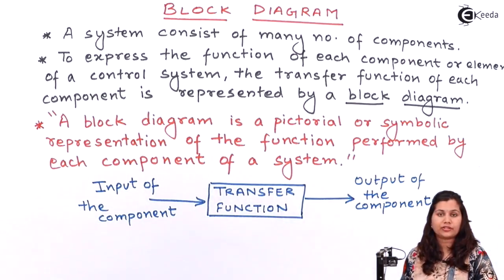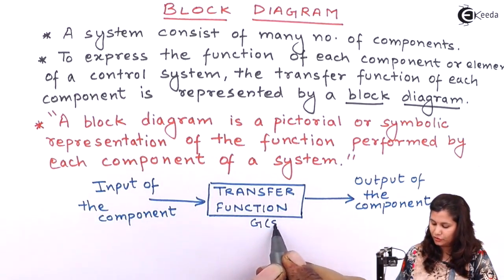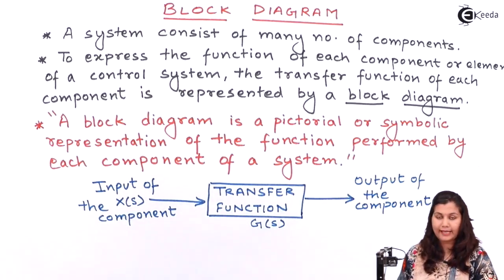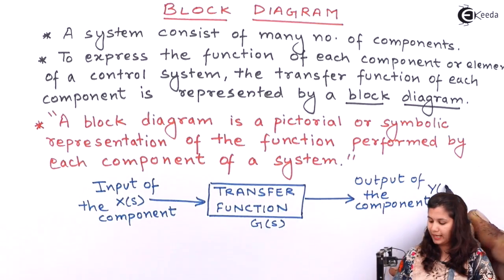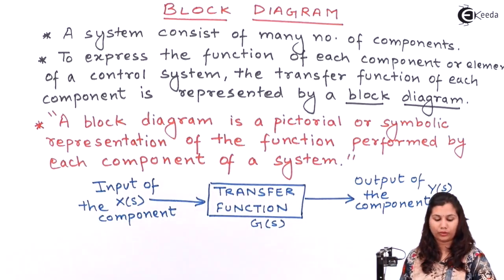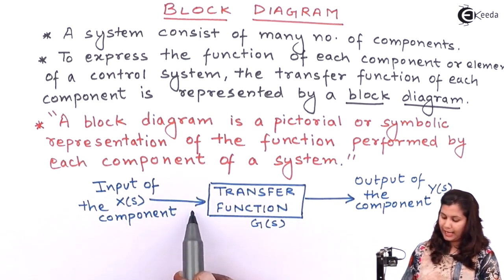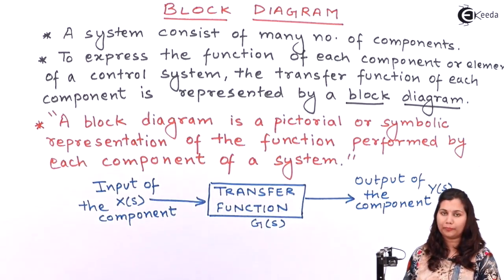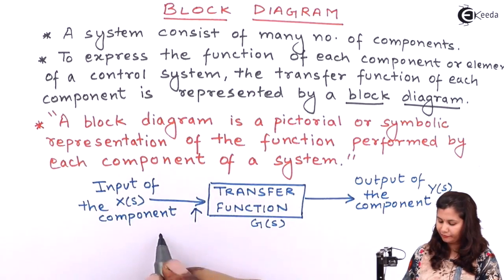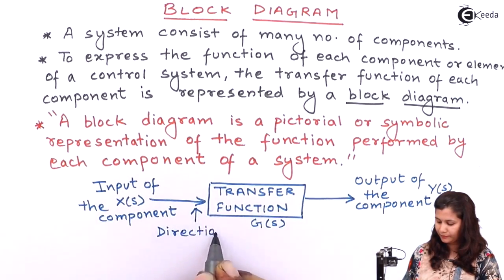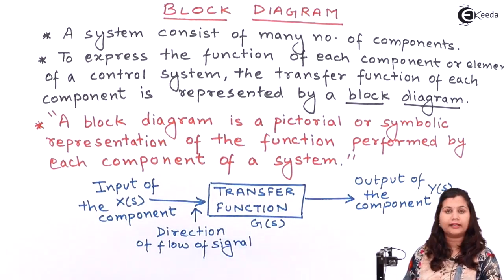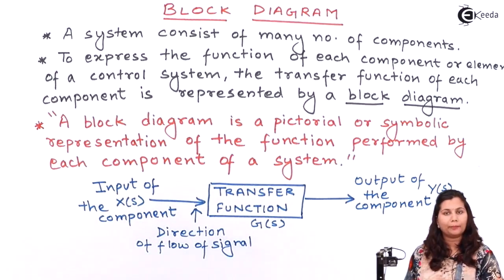This transfer function can be represented as G(s). The input is represented as X(s) and the output is represented as Y(s). These arrows show the direction of flow of the signal through the component. So the arrows define the direction of flow of signals. So this is the block diagram of a component.